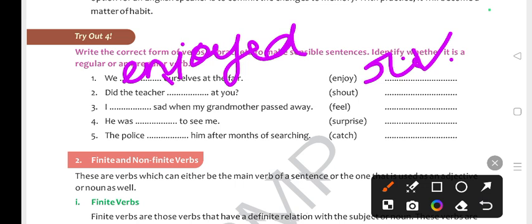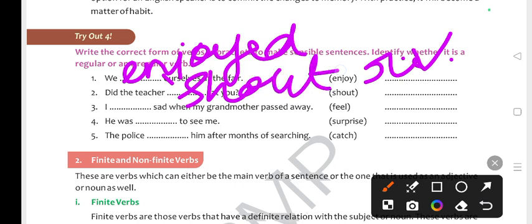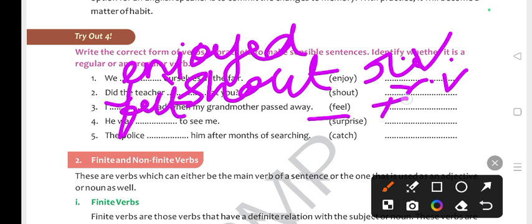Did the teacher dash at you? So here shout at you, and it is again an example of a regular verb because when you change shout into past tense, you will get shouted. It means you are adding ed. Now the next one, feel. So when you change feel into past tense, you will get felt. So this is what? Irregular verb. I'm just writing here IR so that you could understand. This is an example of an irregular verb.